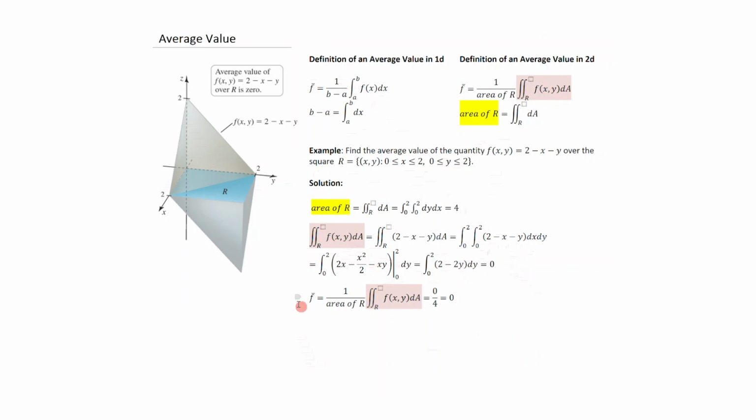So the average value would be this integral, which we just computed, divided by the area of R, which we just computed over here, 4. In this case, the answer is 0. So this is what we mean by taking an average in 2D.